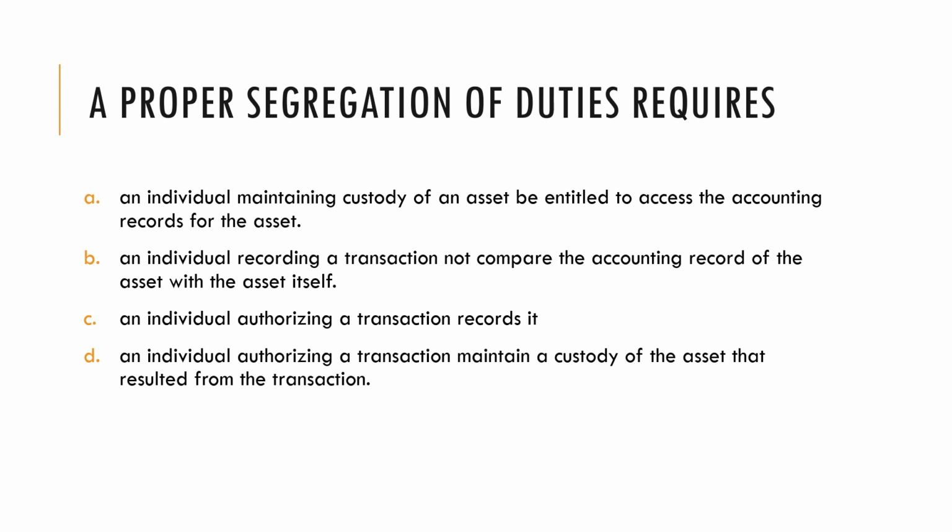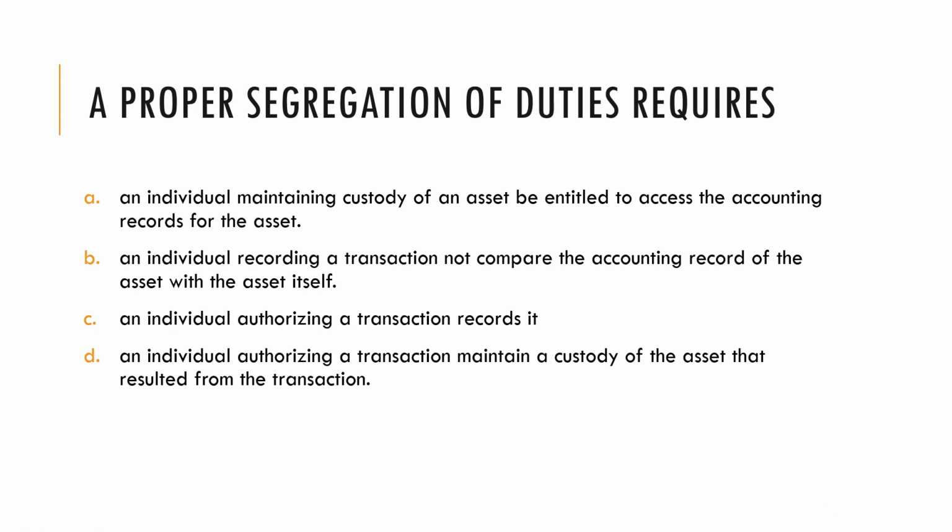Moving on to the next question about segregation of duties. Proper segregation of duties requires, and to this, remember that we segregate the duties of CARE: C for custody, A for authorization, R for record keeping, and of course letter E for execution. So a proper segregation of duties requires, and here are our choices.